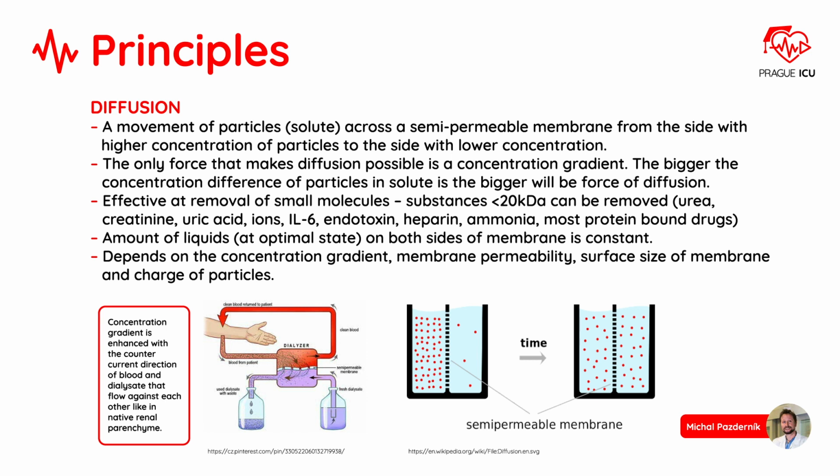Amounts of liquids on both sides of the membrane are constant. Diffusion depends on the concentration gradient, membrane permeability, surface size of membrane, and charge of particles. Concentration gradient is enhanced with the countercurrent direction of blood and dialysate that flow against each other like in native renal parenchyma.